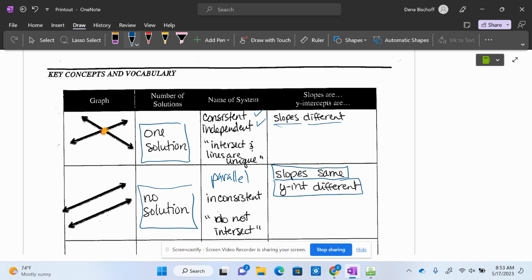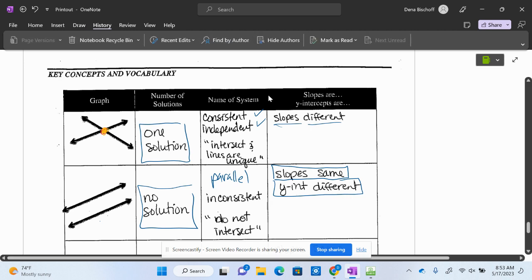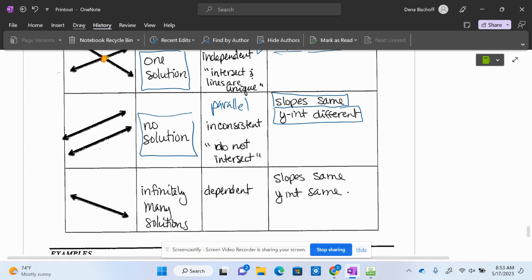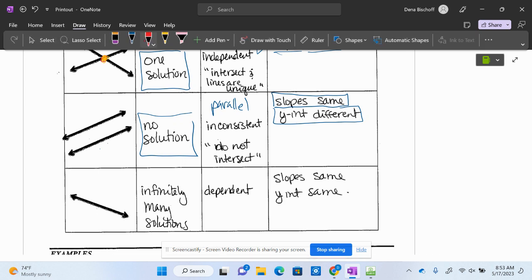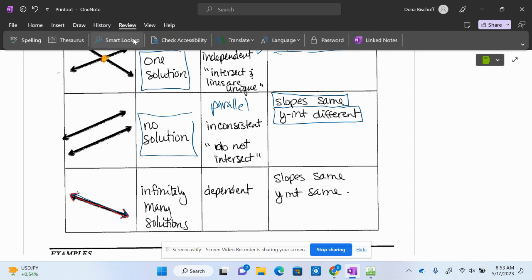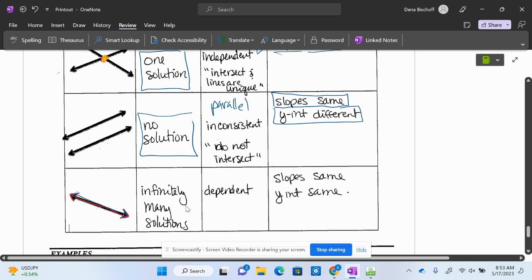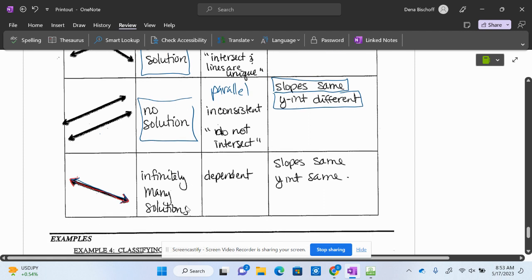And then sometimes you get something crazy that has one line with one crazy equation and another line, and when you solve them and graph them, both lines end up stacked right on top of each other. That means you have infinitely many solutions. Those are dependent. Slopes are the same, y-intercepts are the same.